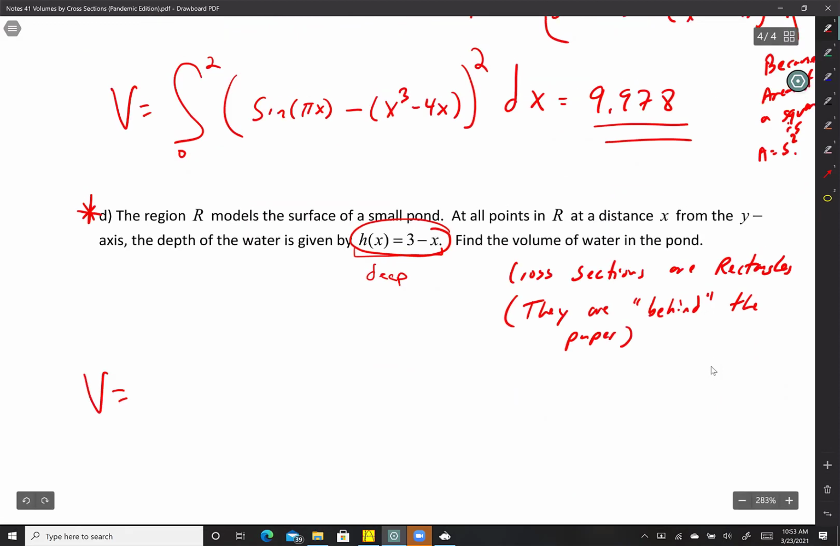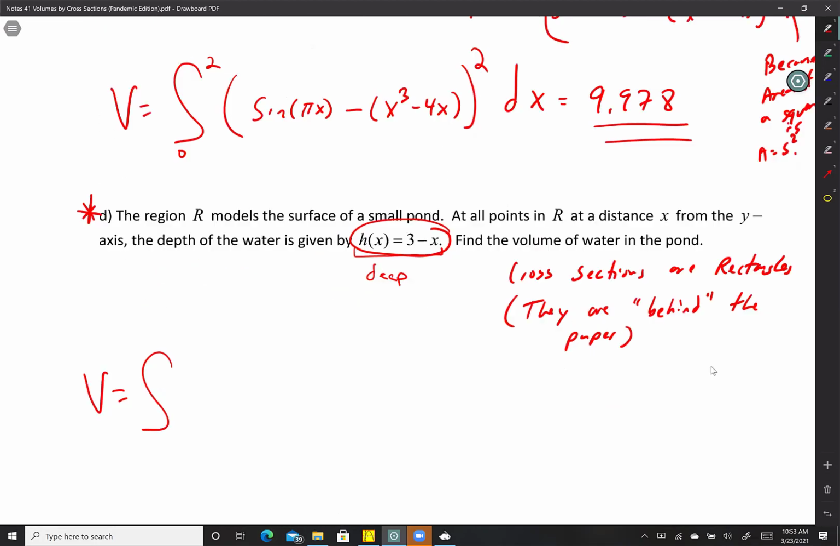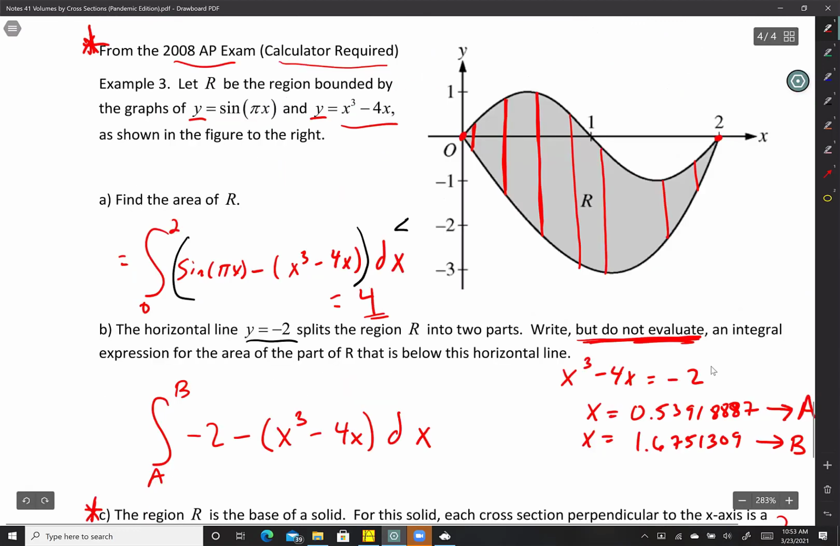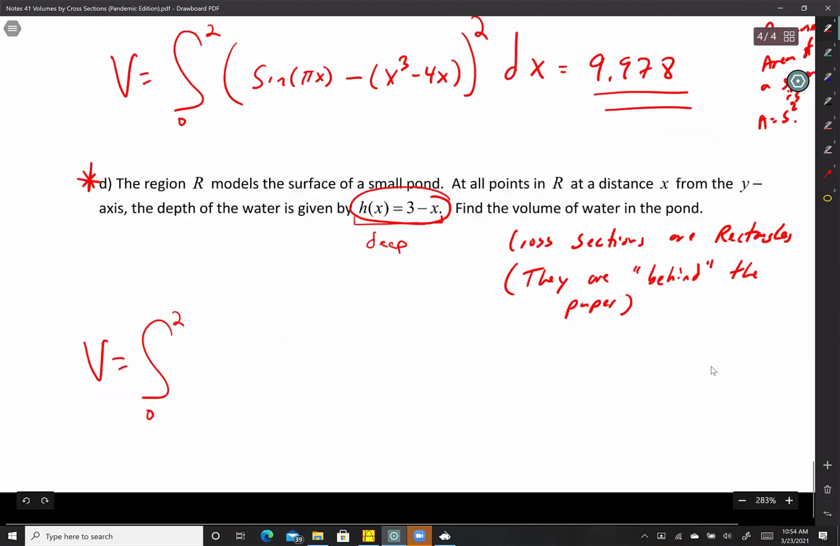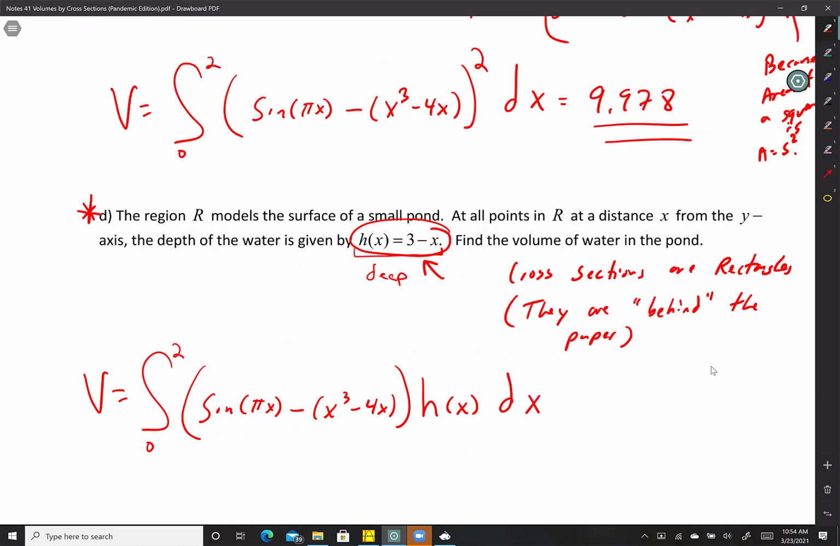Volume equals integral. Again, it's going to be the same limits, 0 to 2. And then all I do is width times height, width times height, width times height. So I'm going to write this expression. I have it up there. Giant parenthesis, sine pi x minus little parenthesis x cubed minus 4x, close, times h of x. Since they told me what h of x is, I can just write h of x, dx. There it is. You don't have to do anything by hand. Put it in the calculator.